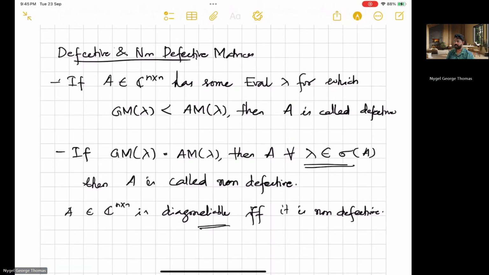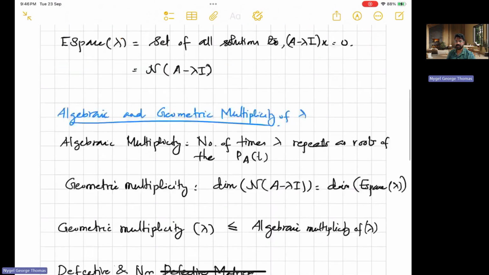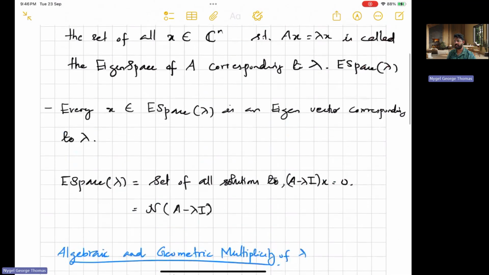A matrix is non-defective if and only if it's diagonalizable. If the matrix is diagonalizable, it is non-defective, and vice versa. So all the properties which we have already seen for diagonalizable matrices will also extend to non-defective matrices, which have the geometric multiplicity equal to the algebraic multiplicity. Okay, these are about eigenspaces, algebraic multiplicity, and geometric multiplicity.